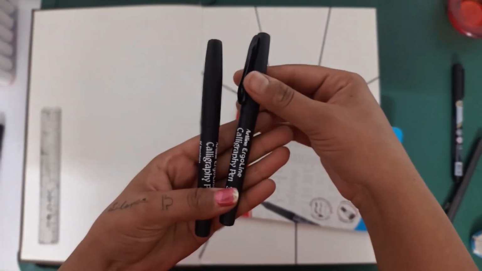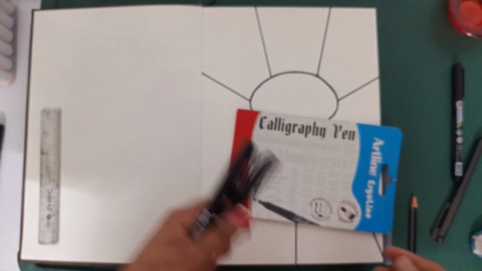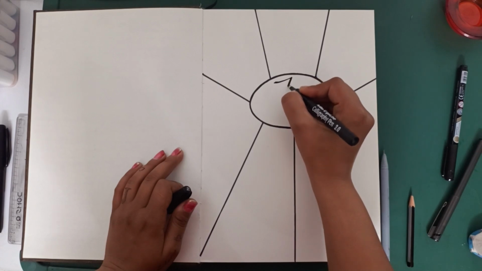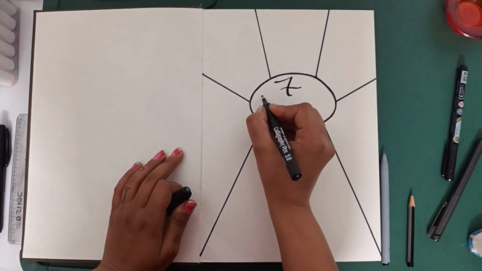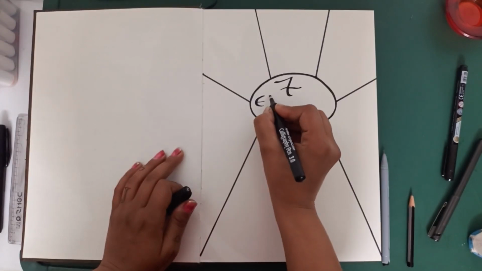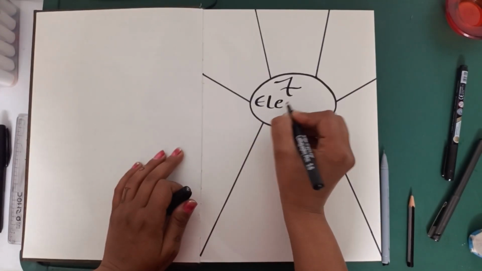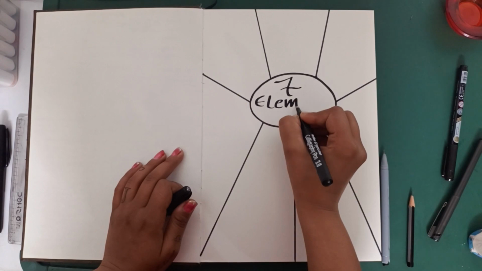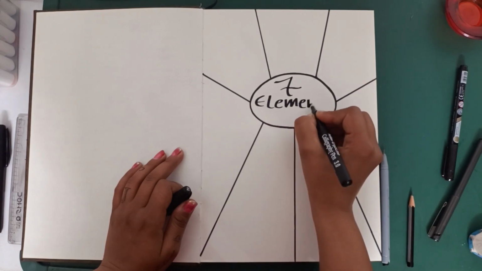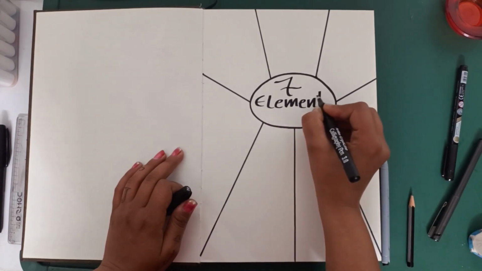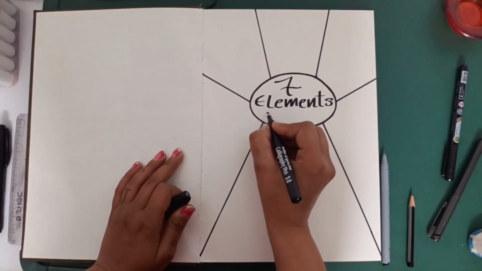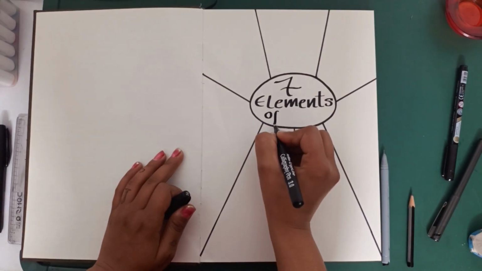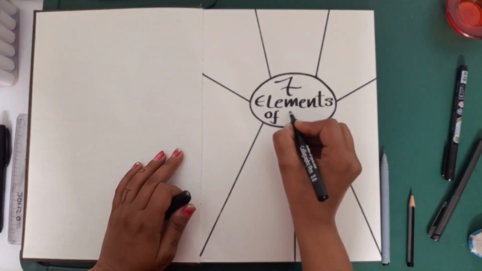I'm using some calligraphy pens here, you can see, and they are 3 pens of different lead sizes. They are beautiful pens and best for calligraphy. As per my review, you can just experiment with them, and they are amazing in writing words and everything you can see here. And here I'm writing 7 elements of art in the center oval we drew first. So let's just write it beautifully.